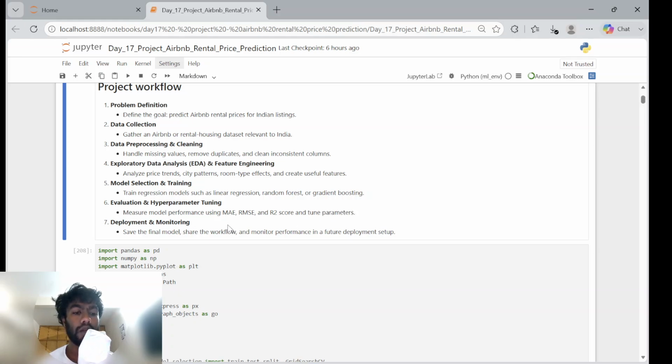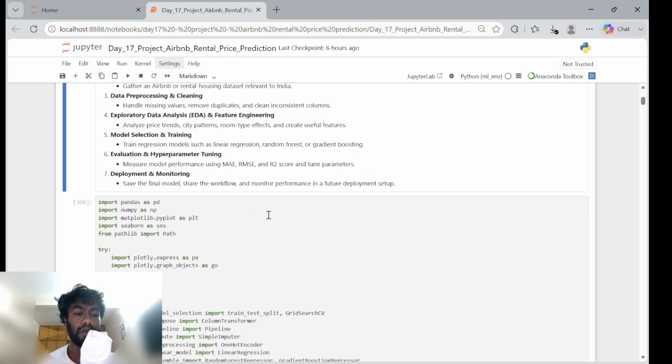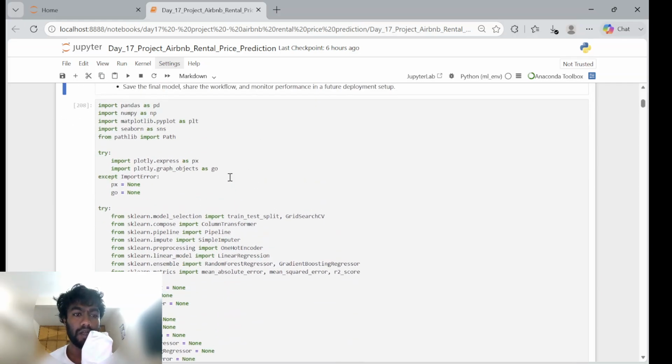Finally, we are going to look at how we can save this model, and test for some unknown data points as well. So that's a quick rundown on this specific project. Let's quickly start on this.